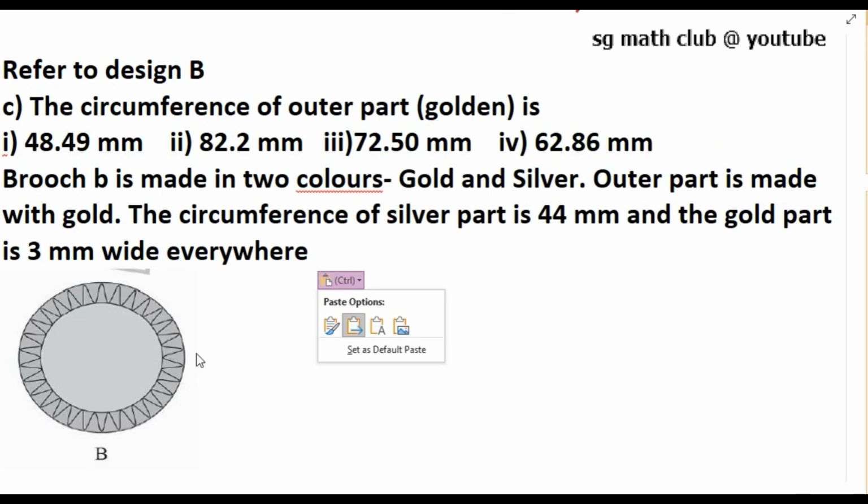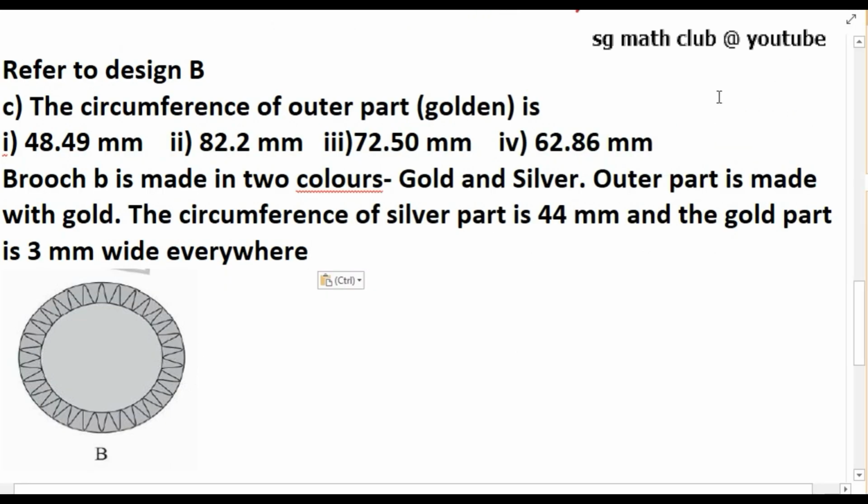Next one, we need to find the circumference of the outer part, which is golden. We have to refer to design B. Brush B is made in two colors, gold and silver. The outer part is gold and the inside part is silver. We know that the circumference of the silver part is 44 millimeter, and the gold part will be 3 millimeter wide everywhere.